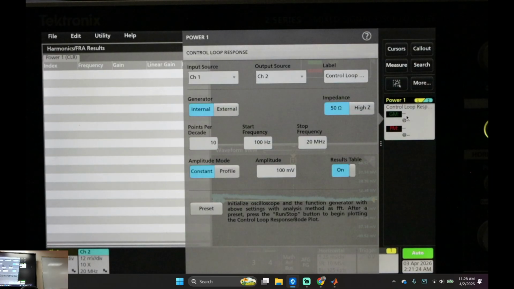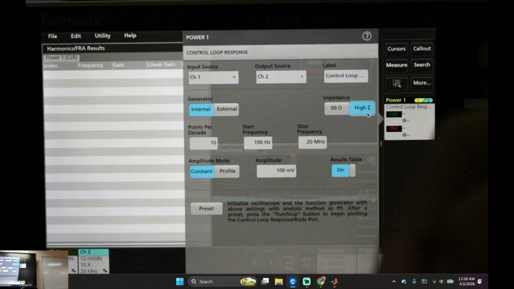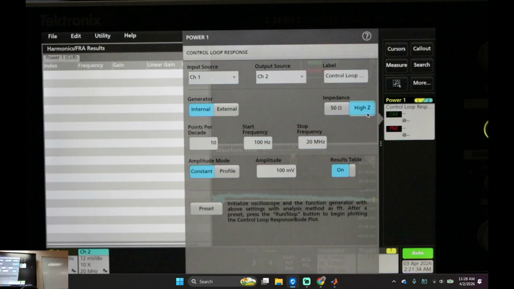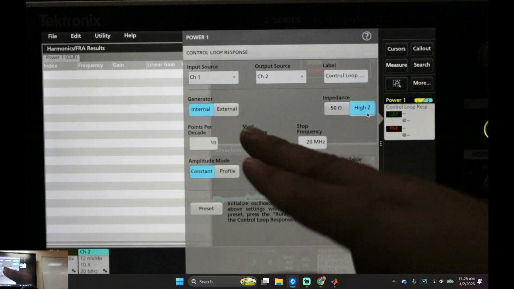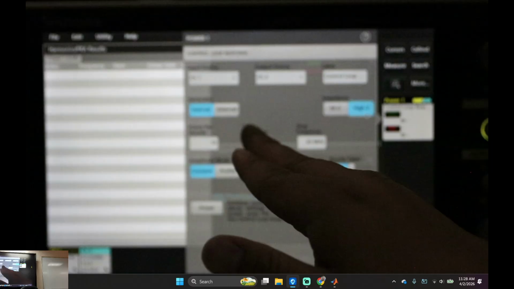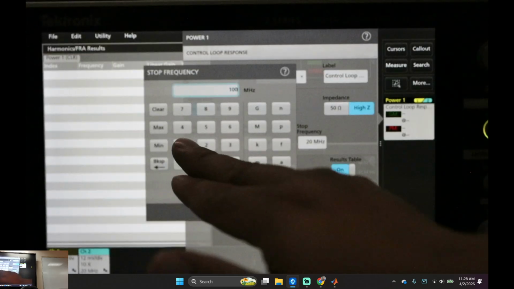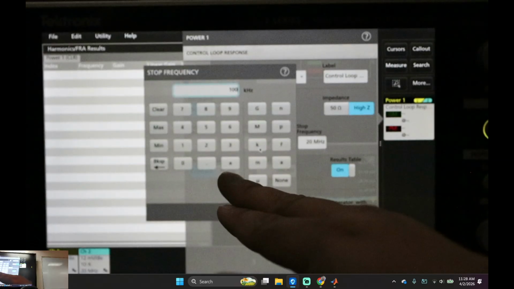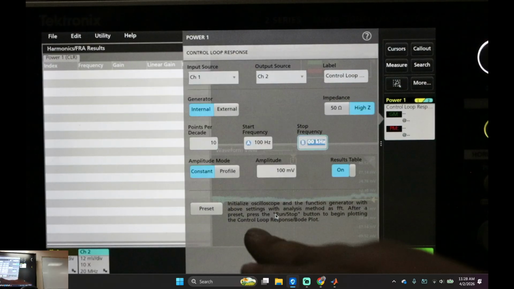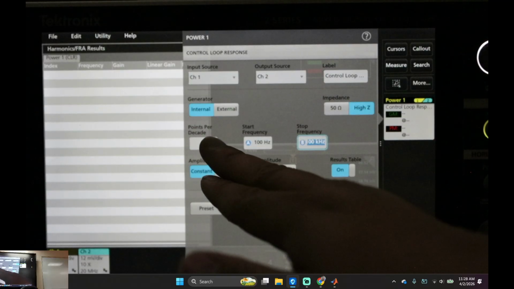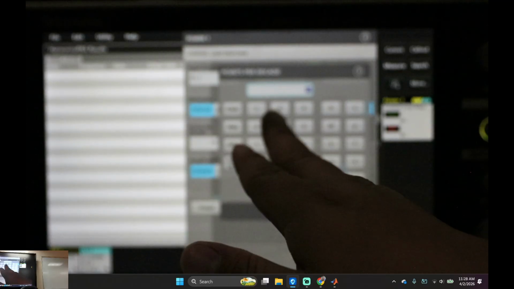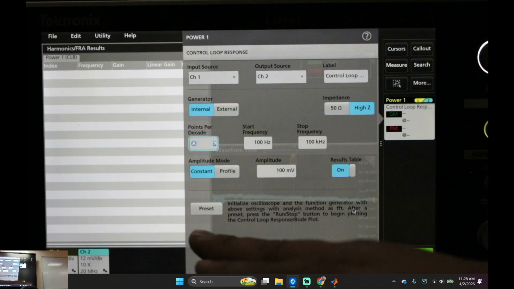And what did we predict the thing to be? 1.5K? 1.8K? So I'm going to go high Z because 1K is greater than 50 ohms, right? So I'm going to do from 100 hertz to 100 kilohertz. Enter. Okay. And then how many points per decade? Let's do 5, because I want to get this done.